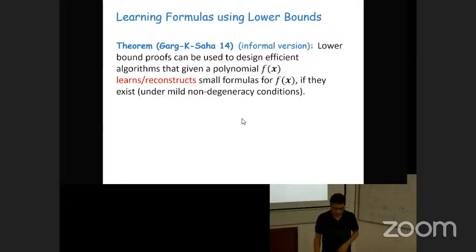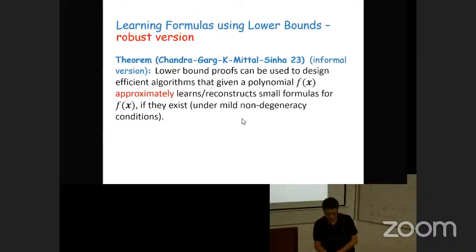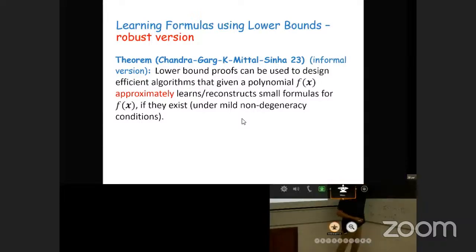So it turns out that most of these lower bound proofs can be used to find the formulas for a polynomial if a small formula exists, under certain non-degeneracy conditions. And more recently, what we showed was the following: even if you are given the polynomial not exactly, but approximately. This approximation is important because in these applications, we have data chosen from some underlying distribution. We are given a finite set of samples. So the sample moments, which are the coefficients of the polynomial, are not exactly equal to the true moments. They are only approximately equal to the true moments.